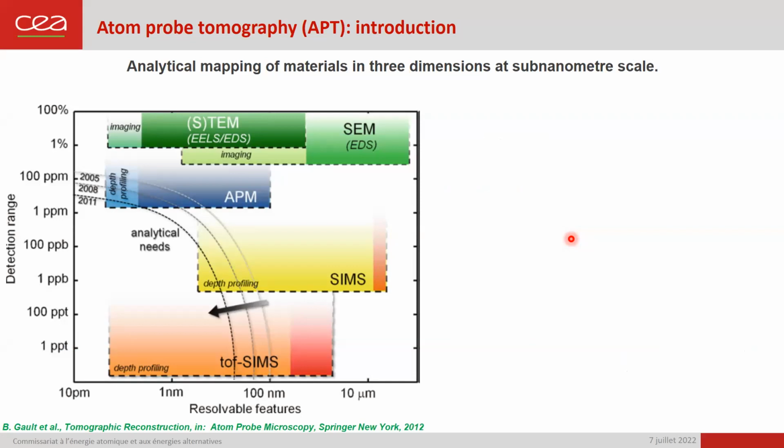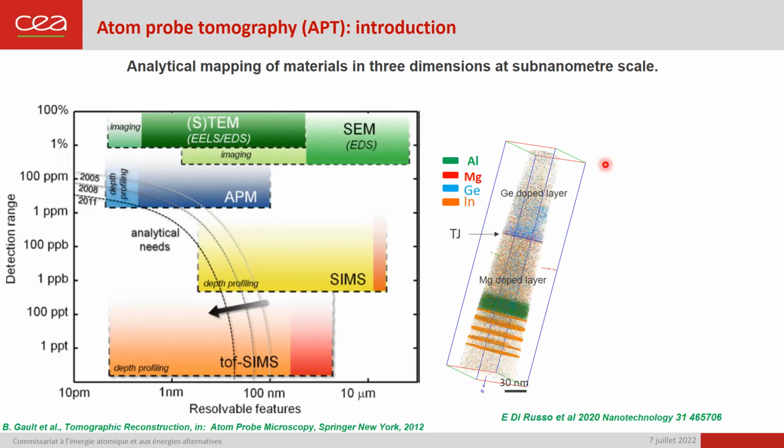Atom probe tomography provides an analytical mapping of materials in 3 dimensions with a sub-nanometer scale resolution and brings insights into both chemical composition and structure of materials. This diagram presents detection range as resolvable features for different common microscopy techniques. And what we can see easily is that atom probe tomography contributes to the challenges for material science characterization at the extremes for chemical sensitivity and physical length scale.